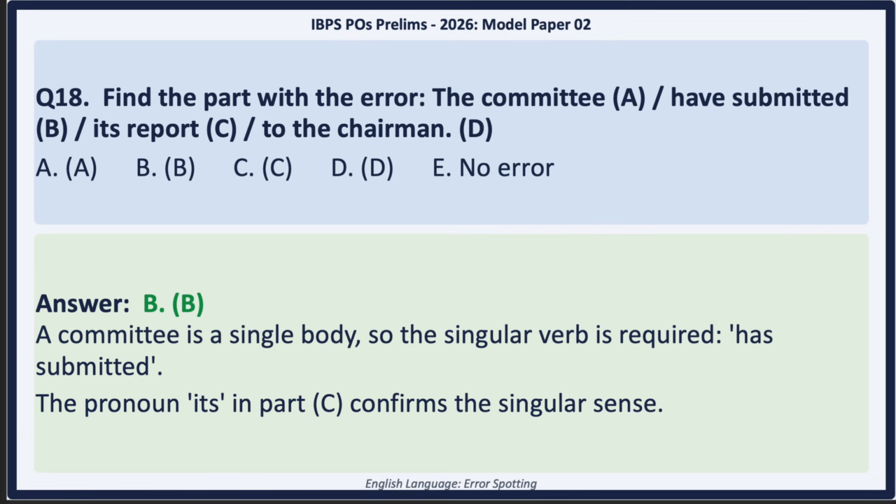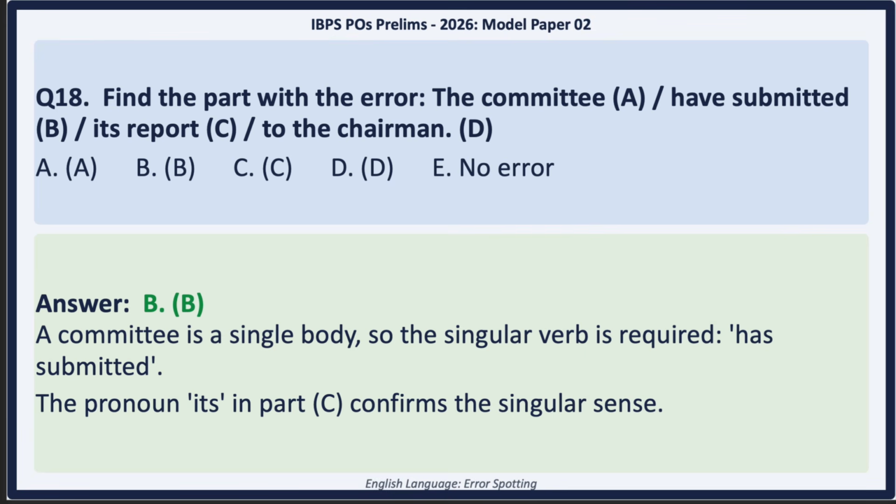Question 18 evaluates subject-verb agreement with collective nouns. The committee have submitted its report to the chairman. I hear people say this all the time. It feels right to the casual ear, but we must isolate the subject. The committee is acting as a single, unified entity here. How do we know that for sure?